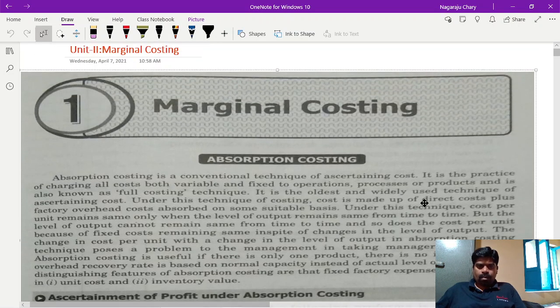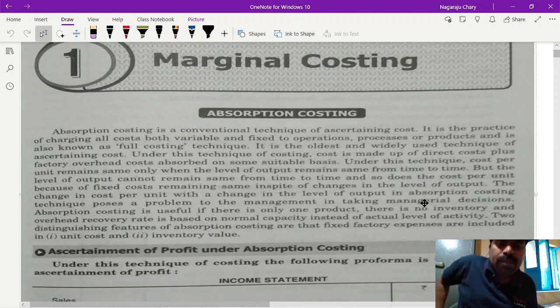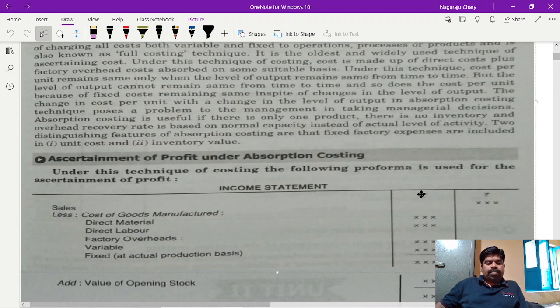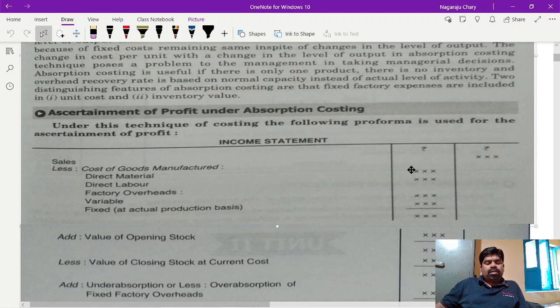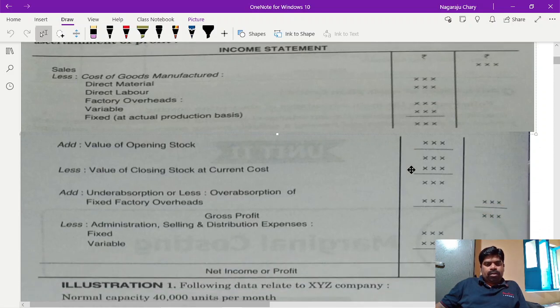So in marginal costing, the traditional method is absorption costing. In this absorption costing, let us see how we are taking cost, how we are classifying the cost, how we are calculating the cost. If absorption costing is followed, then how we are going to ascertain the profit. So let us see in this method through this pro forma. So this is the income statement.